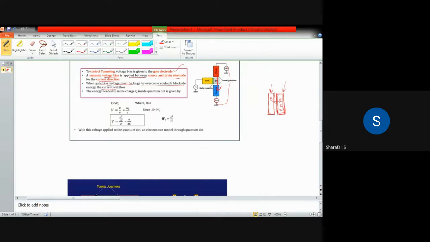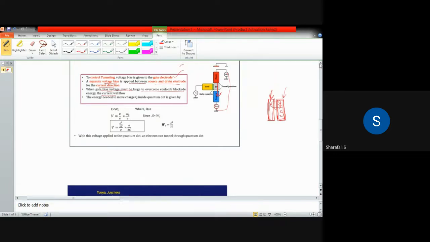So there will be an additional electric field generated in between these two plates, and that electric field will repel further movement of electrons. If you need more electrons to be moved from the first plate to the second plate, then you need to provide some extra energy. That is the same concept that we can apply here also.